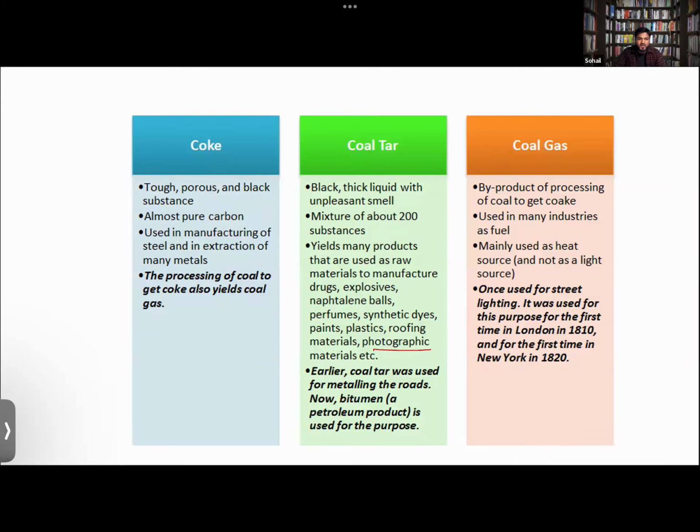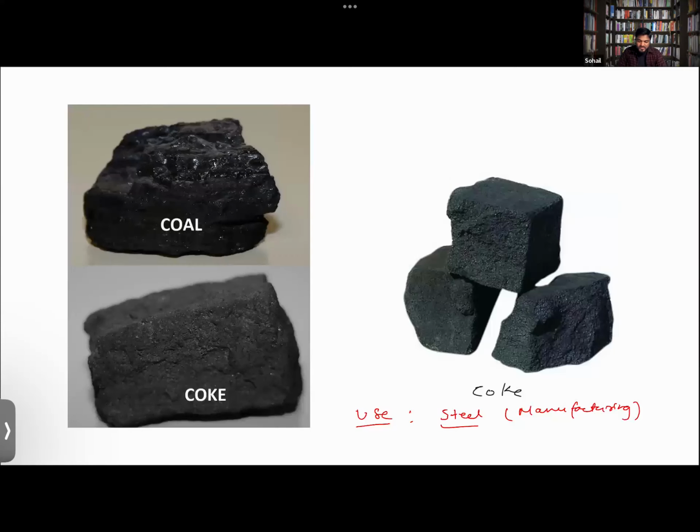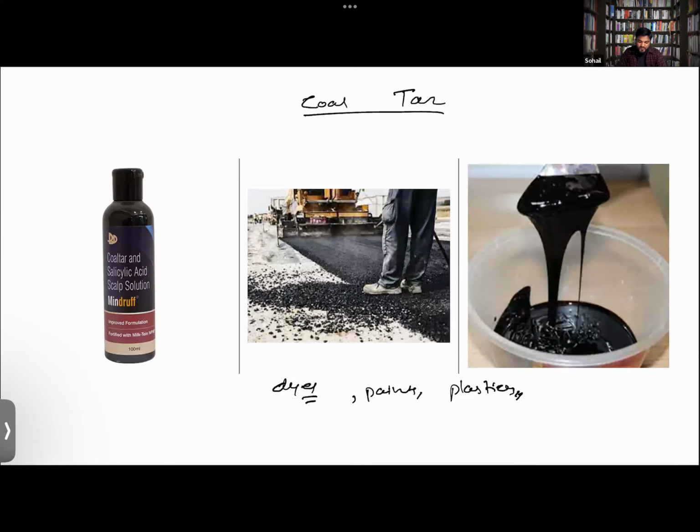Okay. Now earlier it was used for metalling the roads also, but अभी replace करके हम bitumen use करते हैं. See, earlier people were using the coal tar for metalling the roads also. Okay ना? रोड को metal manufacture करने में. But now bitumen, which is obtained from petroleum, which is a petroleum product, is now used for the purpose. So coal tar is a black thick liquid.